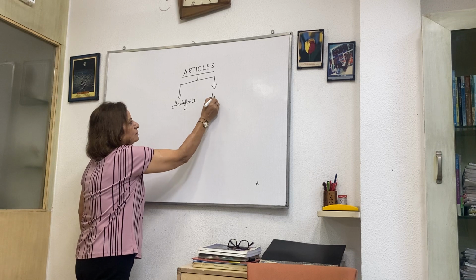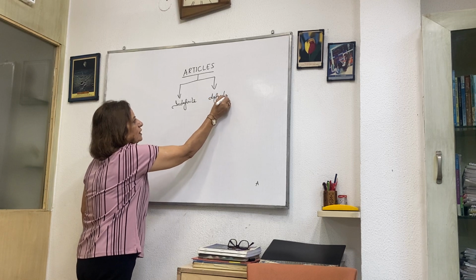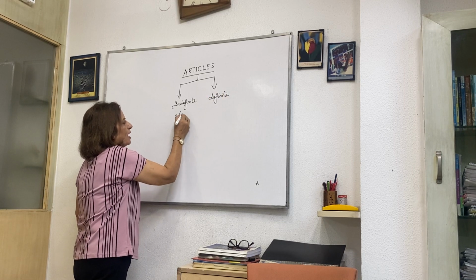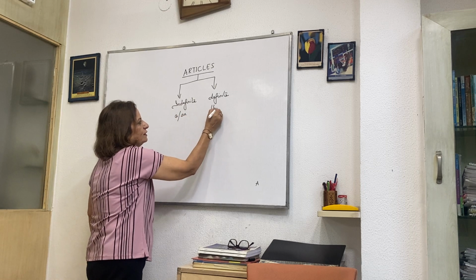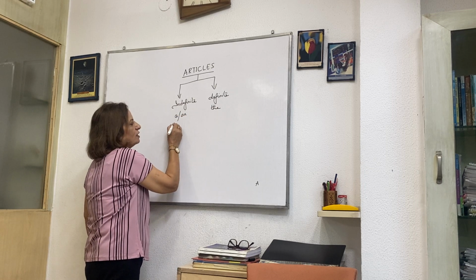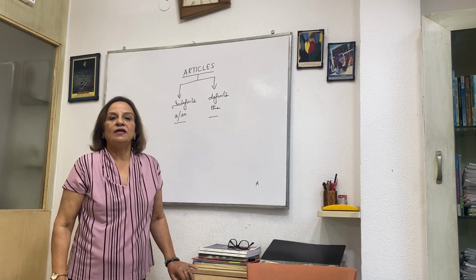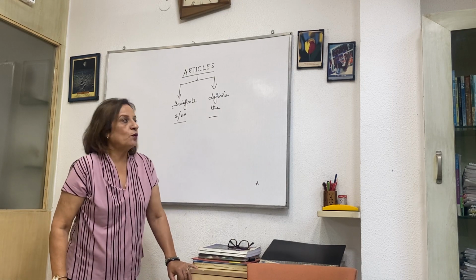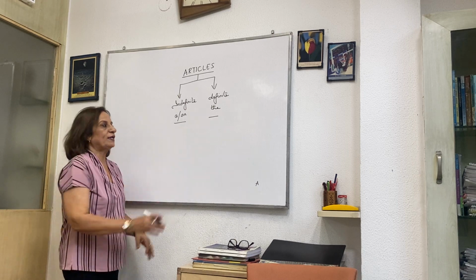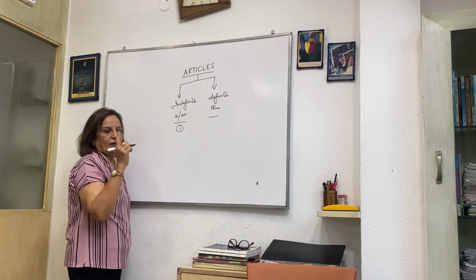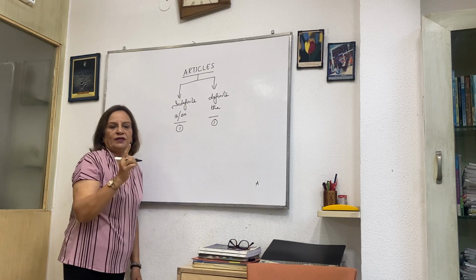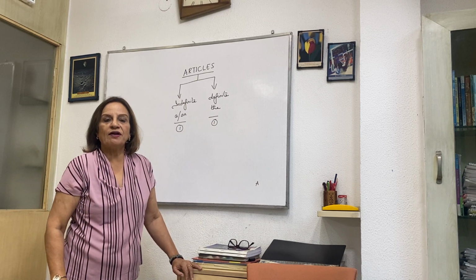So there's indefinite article and definite. Now what is indefinite? A and an. And definite is the. So these are the three articles, a, an, and the, which we use in our language. Okay? Now why is this called indefinite? A and an, it means one. The also means one only. Okay? It refers to one.